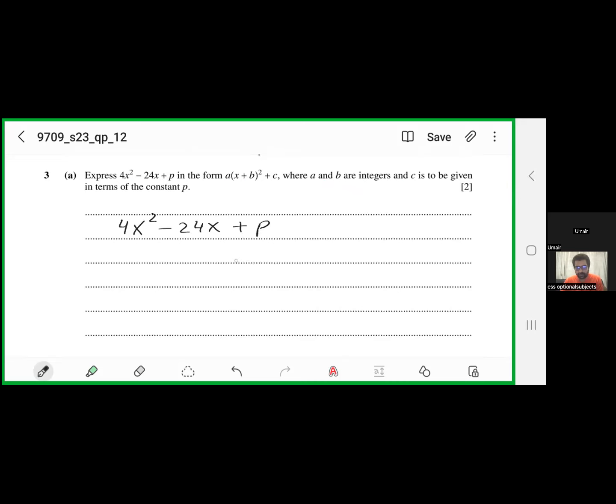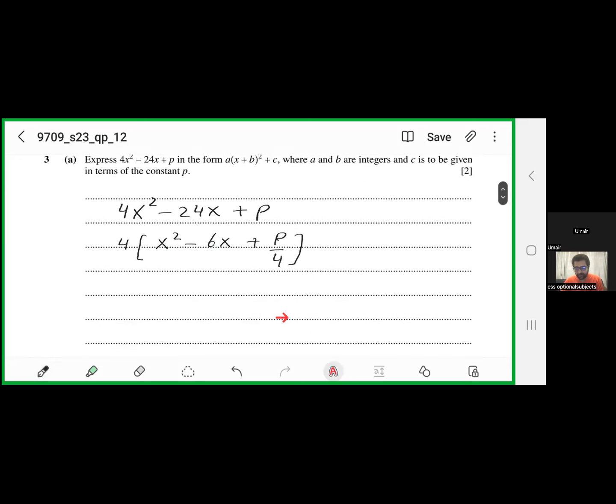So what we will do, we will take 4 common from here. And when you take 4 common, what will be your expression? x square minus 6x plus p over 4. When you take out 4 common, this will be left inside: 4, that is x square minus 6x.